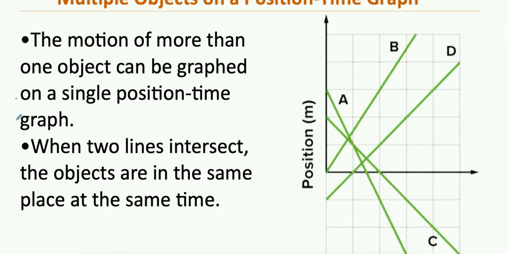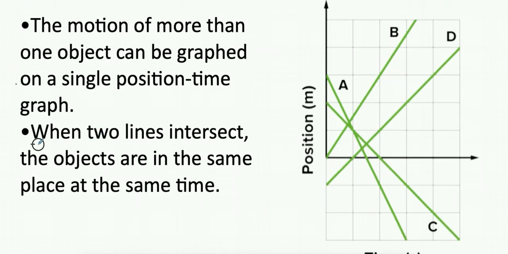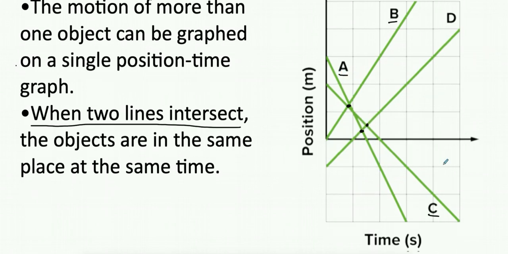We can graph multiple lines on one graph, and the key point here is when two things intersect. When two lines intersect, that means they're at the same place at the same time. So we have a lot of intersections going on here. We could say that person A, person B, and person C are all at the same place at the same time, or very close right there. Down here we have an intersection point there and there. So A and D are at the same place at the same time. And then this one would be C and D at the same place at the same time, which we can use the graph here to describe.